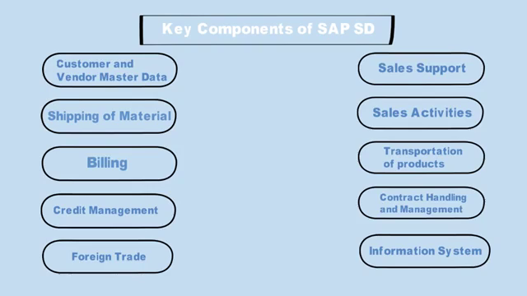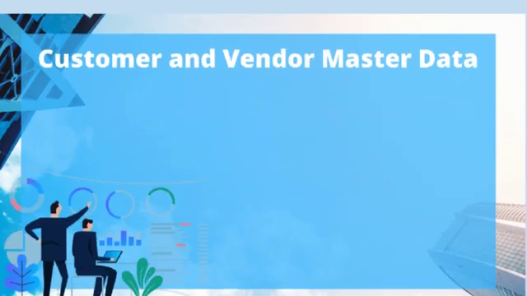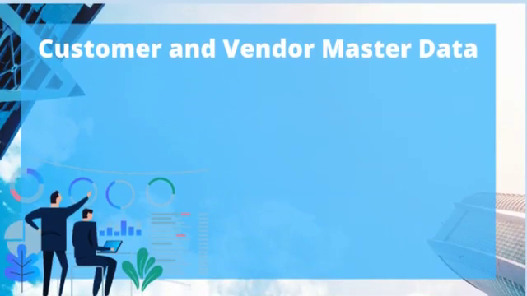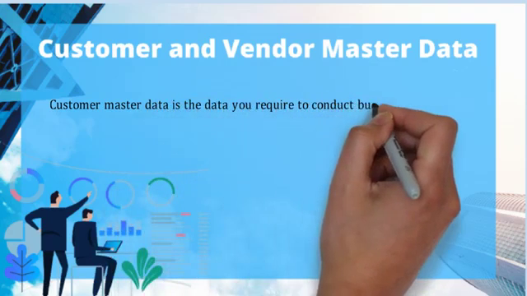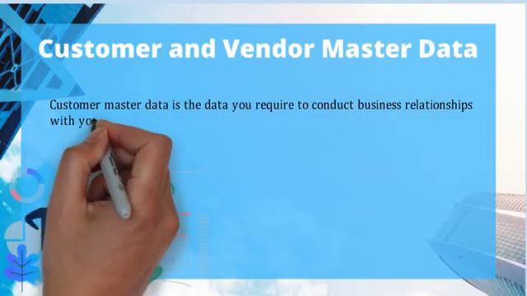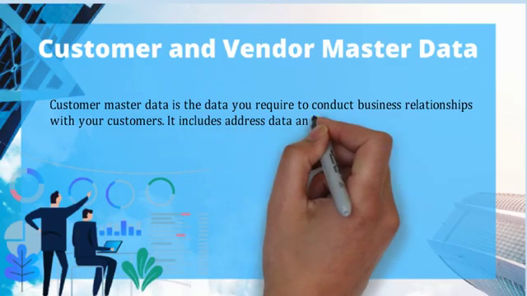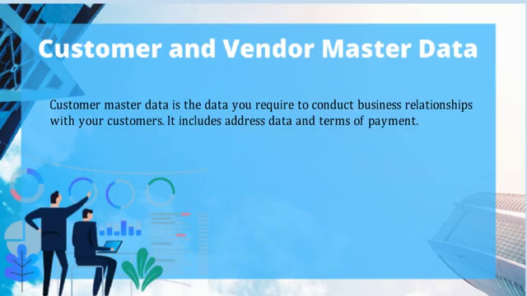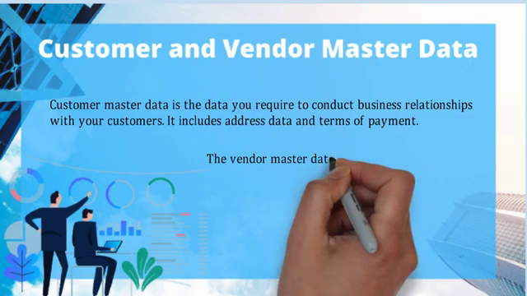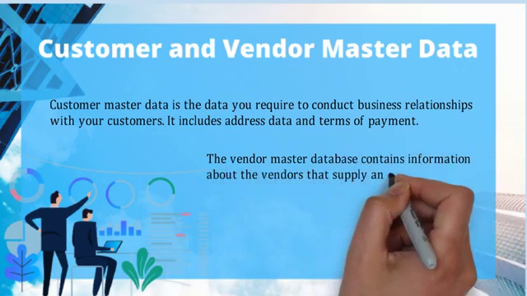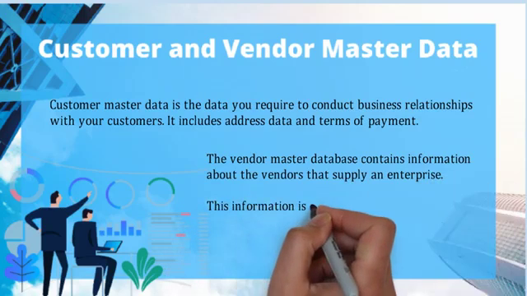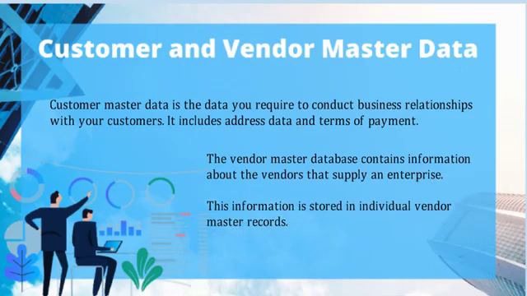Let's take an overview of all the key components of SAP SD. Customer and Vendor Master Data. Customer Master Data is the data you require to conduct business relationships with your customers. It includes address data and terms of payment. The Vendor Master Database contains information about the vendors that supply an enterprise. This information is stored in individual vendor master records.